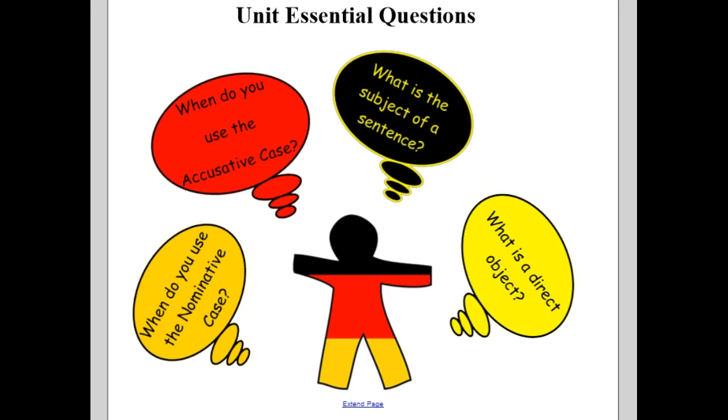Now see if you can go back to the beginning of your notes and answer the questions. When do you use the nominative case? When do you use the accusative case? And if you had not previously answered them, what is the subject of a sentence and what is a direct object?